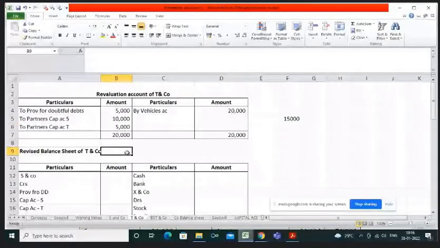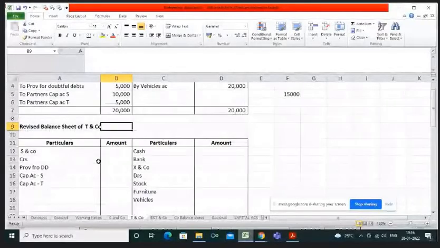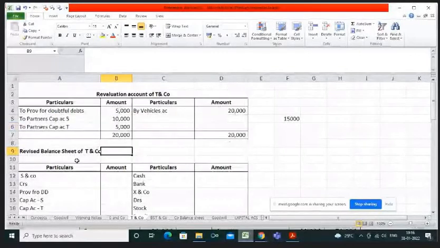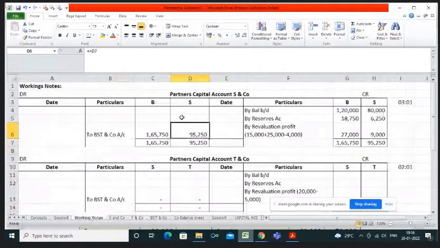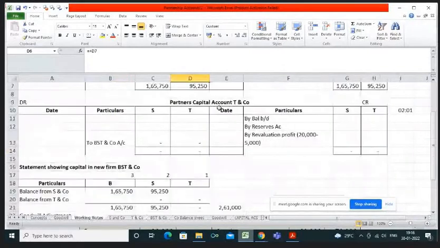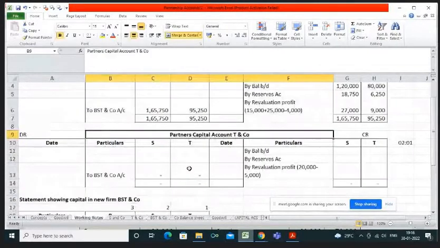So this is how the partner's capital will look. Now what next step should I do? I have to prepare the partner's capital accounts. So in the case of the partner's capital account, S and Co and T and Co, two partners, S and T.